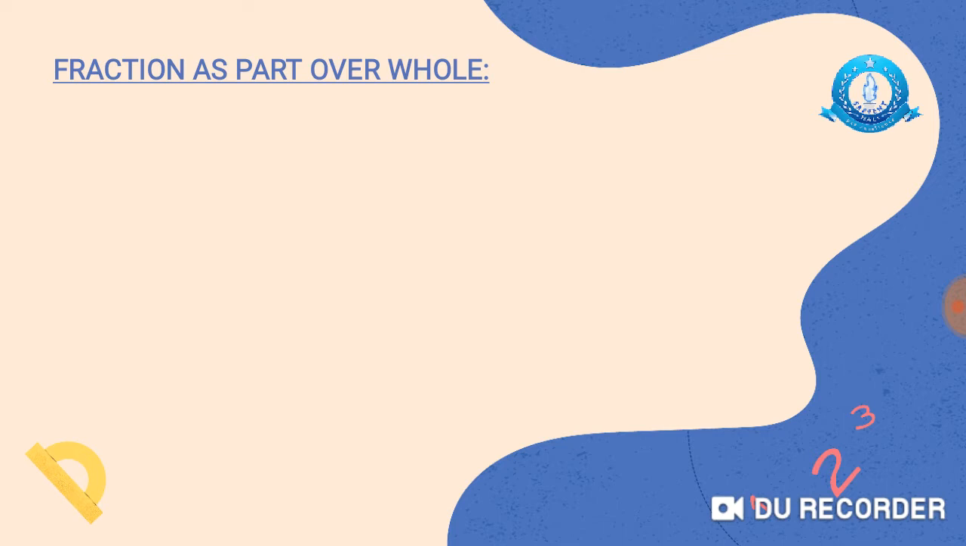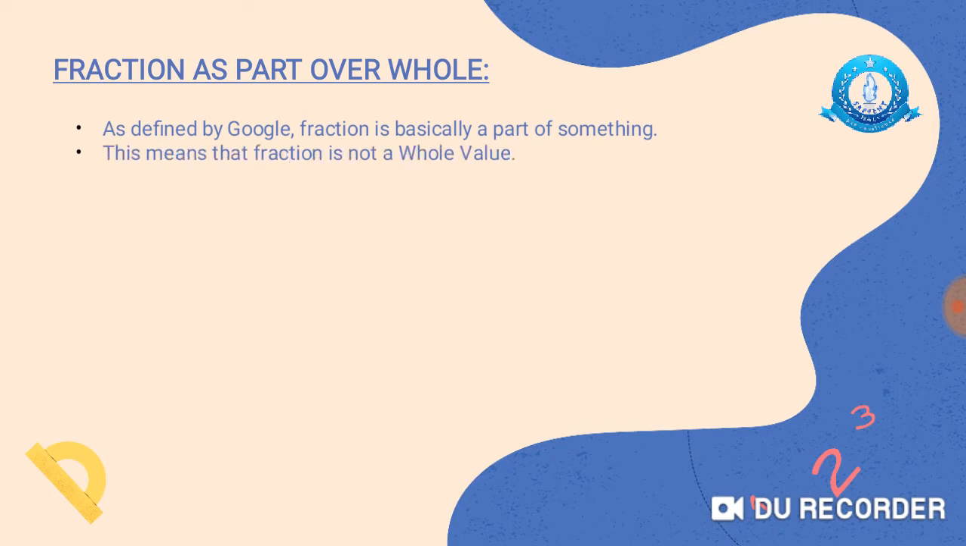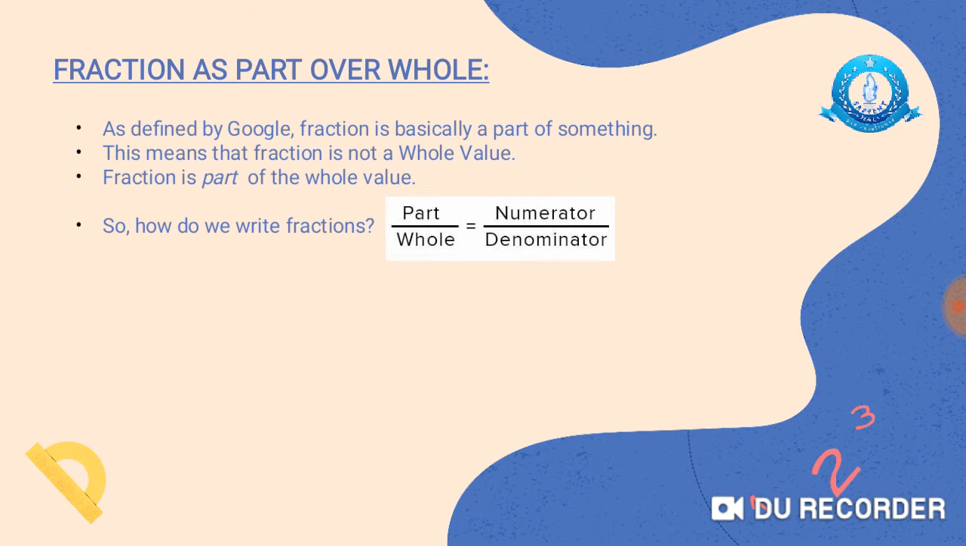Fractions as part over whole. If you search on Google, you will find out that fraction is basically a part of something. So this means that fraction is not the whole value. It's only part of that whole value. And this is exactly how we write the fractions. Part upon whole. In terms of fractions, this part we call as a numerator and the whole is called the denominator.